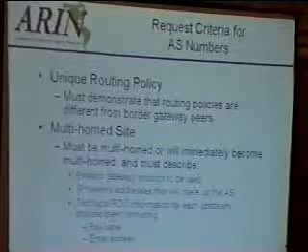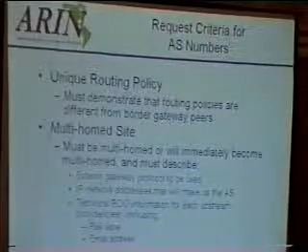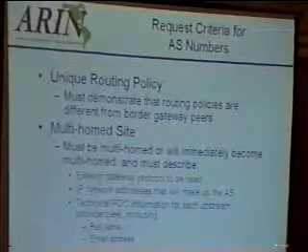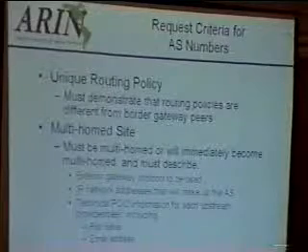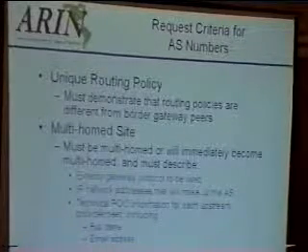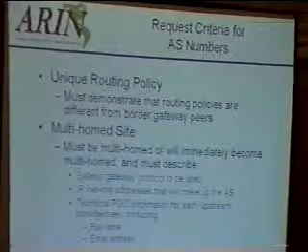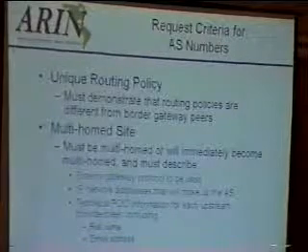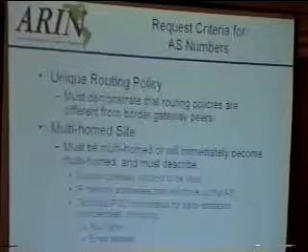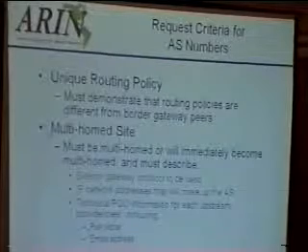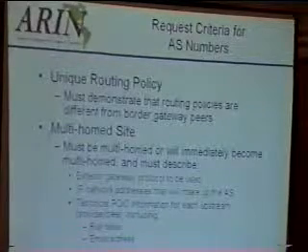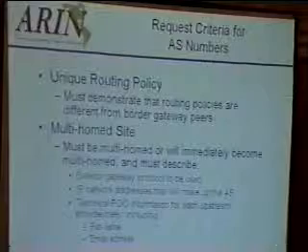Okay, request criteria for AS numbers. Pretty simple. An organization either shows they have a unique routing policy or that they're going to be a multi-home site. And then being a multi-home site, you need to tell us you're going to become multi-home immediately. Basically, you're already working with your upstream providers and you're setting up your relationships with them.